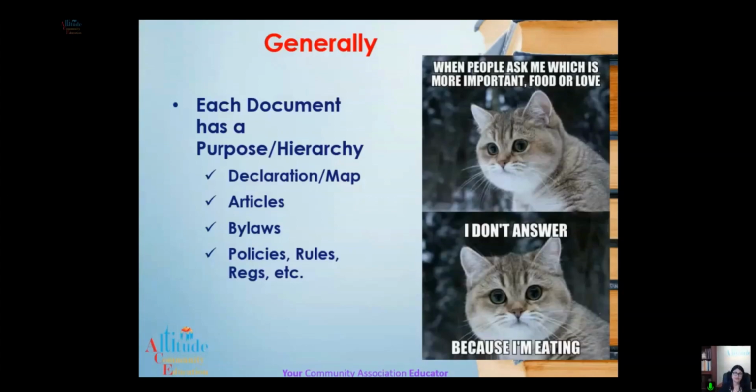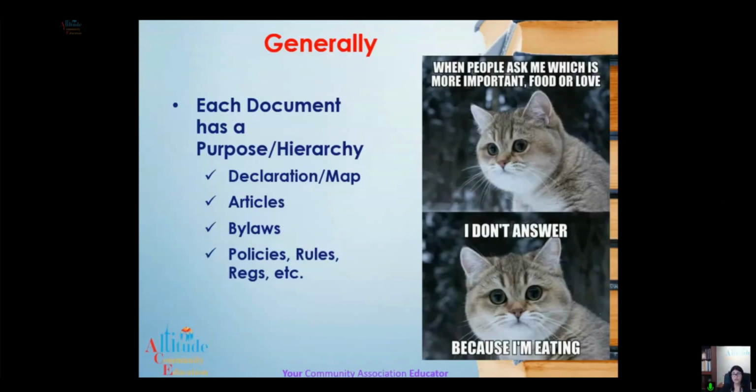Okay, so before we get really into the nitty-gritty, it's important to understand that each of our governing documents has a specific purpose, and there's also a specific hierarchy that we have to follow. So in other words, if you look at the little check marks below, you'll see the declaration and the map are on the top, which means they're at the top of the hierarchy, and any document that conflicts with a document above it, the top document's going to trump that. So to the extent there's any discrepancy between the bylaws and your declaration, the provisions of the declaration are going to control the provisions of the bylaws, etc.